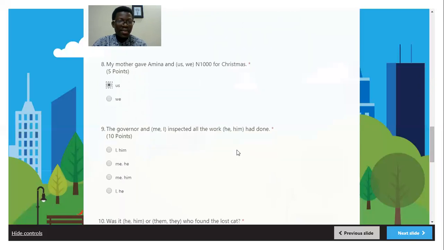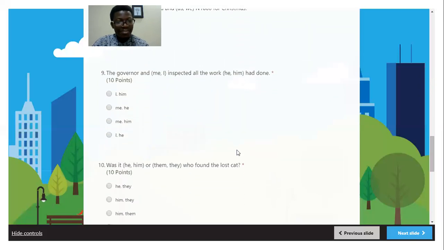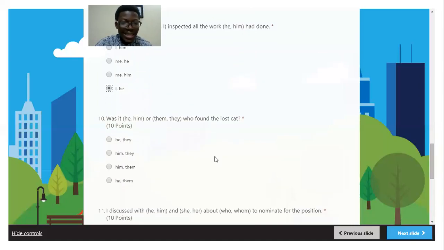So number 9, the governor and I inspected all the work he, him had done. All right, so you break the sentence once again. The governor inspected the work, I inspected the work, exactly. So I is the answer here. Inspected all the work he had done. Somebody performed an action, so it's I, and the governor and I inspected all the work he had done, I, he.